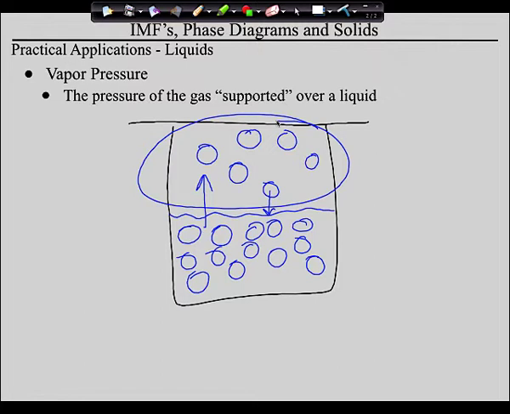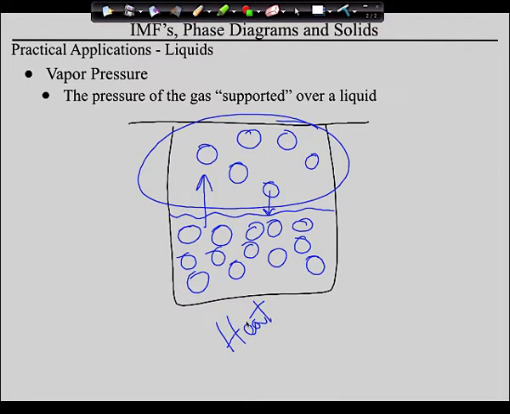You get it? Now let's do this. What do we do to this water in order to change the vapor pressure? Say we want to make the vapor pressure higher. Heat it up, right? So if we add heat to the water, then the molecules are moving faster.